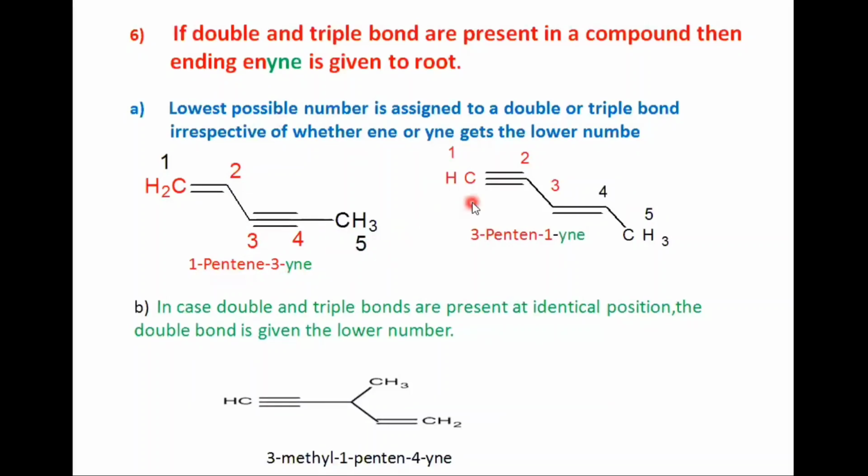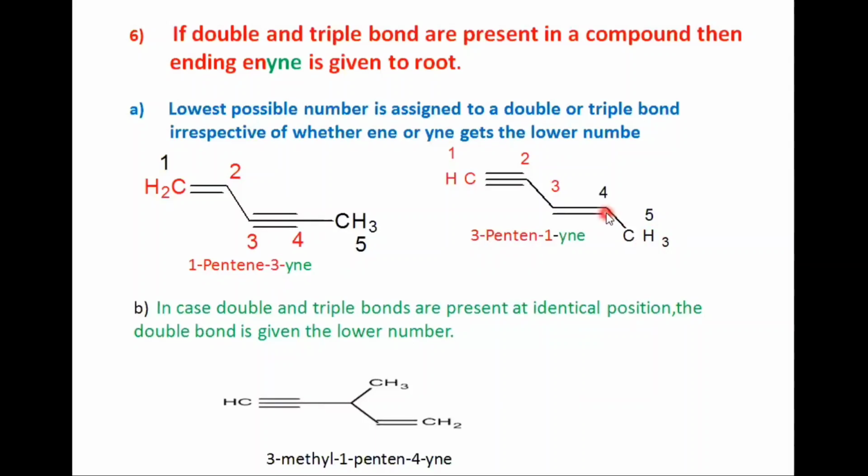So now let's discuss this example. 1, 2, 3, 4, 5, the longest chain contains 5 carbon atoms. If we assign the numbering from the left side, 1, 2, 3, 4, 5, the carbon triple bond is getting number 1 and the double bond is getting number 3. But if we assign numbering from the right side, 1, 2, the carbon-carbon double bond is getting number 2. So our target is that we should assign the lowest possible number to the double or triple bond, irrespective of whether ene or yne gets the lower number.